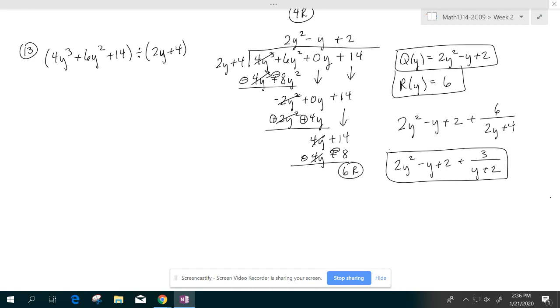Y'all see what I did there at the end to reduce it? So 6, 2, and 4, all three of those terms can divide by 2. So you have to do all of them or none of them. It's an all or nothing thing.